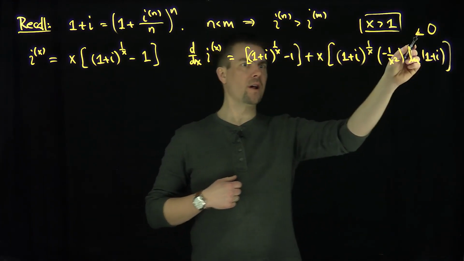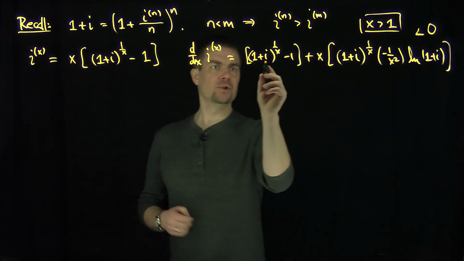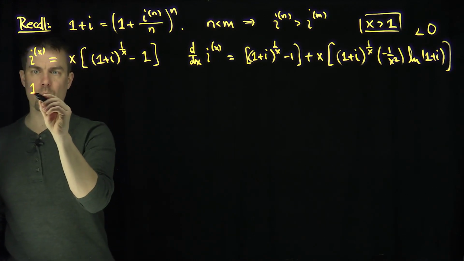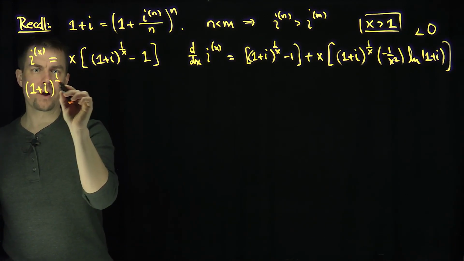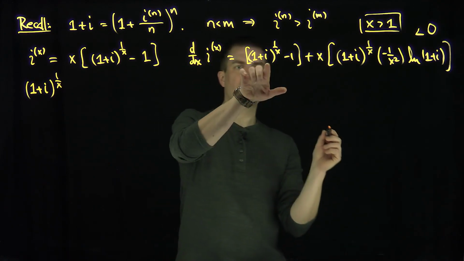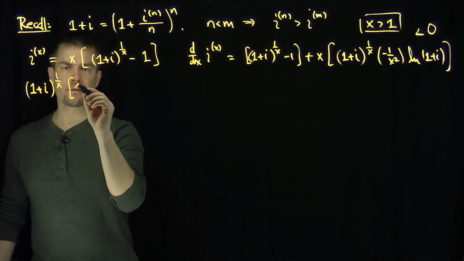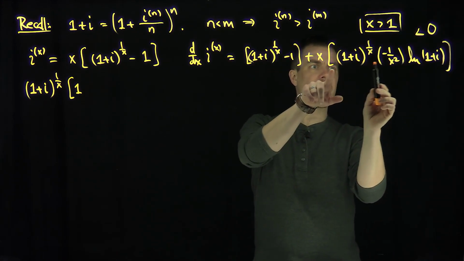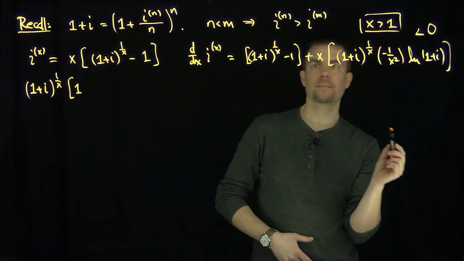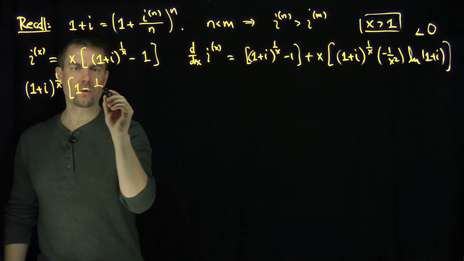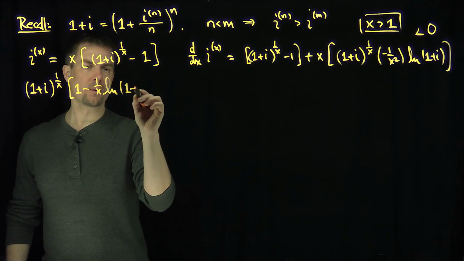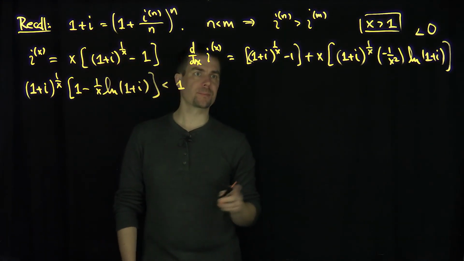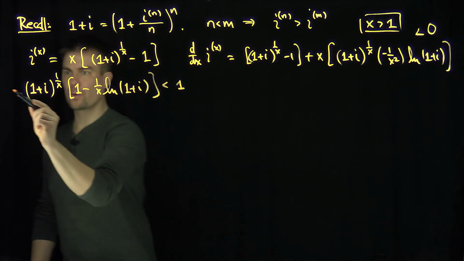That's my goal, to show that that's less than 0. What I'm going to do is throw this 1 on the other side, and then factor out this 1 plus i to the 1 over x from both these terms. So this is exactly equivalent to showing that 1 plus i to the 1 over x times, if I pull that out of this term over here, I have a 1, and then I throw this 1 on the other side and pull that out. So I'm going to have 1 minus 1 over x natural log of 1 plus i. I'd like to show that's less than 1, by throwing this 1 on the other side of the inequality, which is equivalent to what we're trying to do.